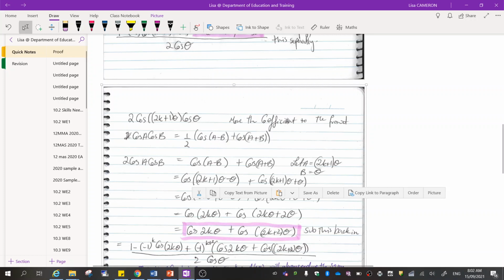So if I move the coefficient to the front, I can see that I can represent this equation as 2 cos(2k + 1)θ cos θ. In this case, this section in here is what we're going to be calling A, and this section over here is what we're going to call B.